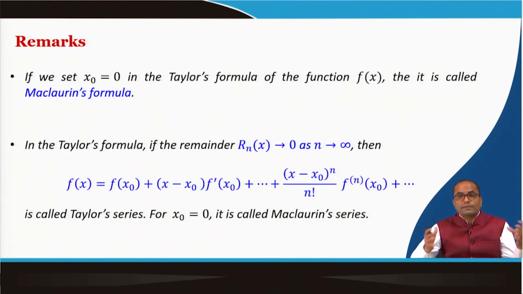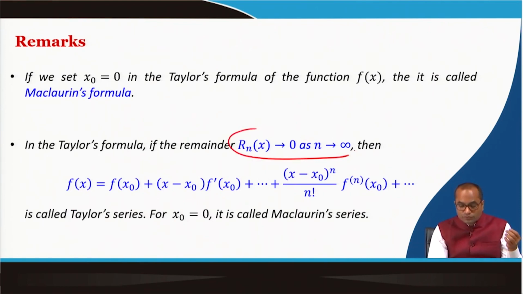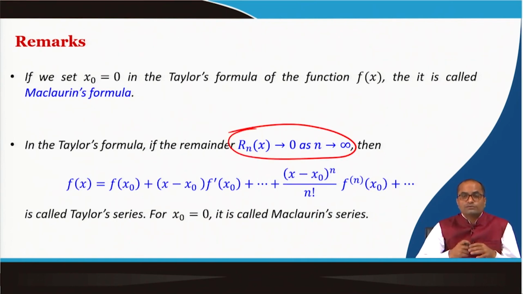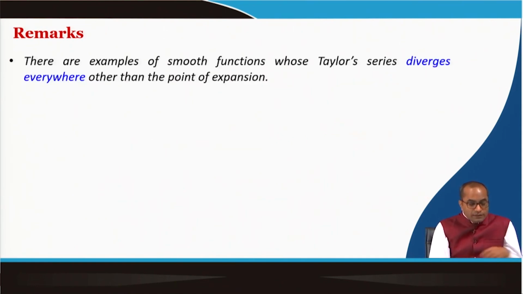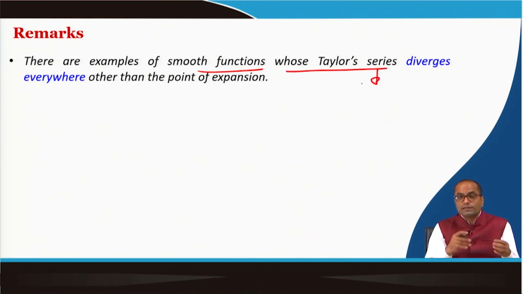To write that Taylor's formula into a Taylor series, we need to show actually this condition, whether R_n(x) goes to 0 as n goes to infinity or not. Once we have this condition, we can write down f(x) in the form of a series. There are many examples of smooth functions, so the things are a little complicated, because if we write the Taylor series, we are talking about the series, because there is a question whether that series converges or not.